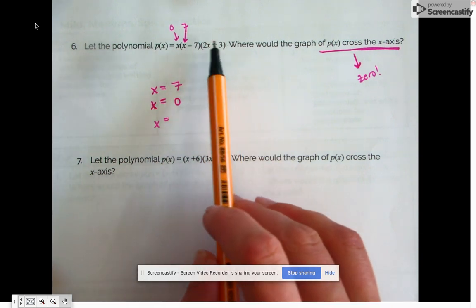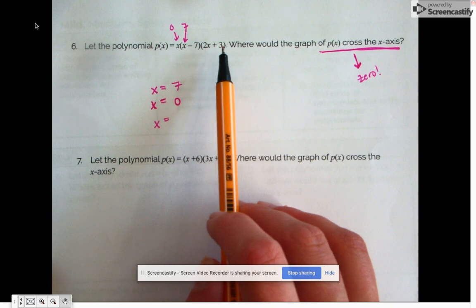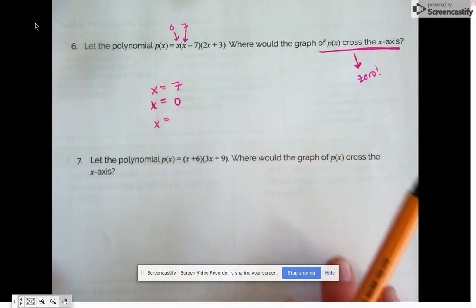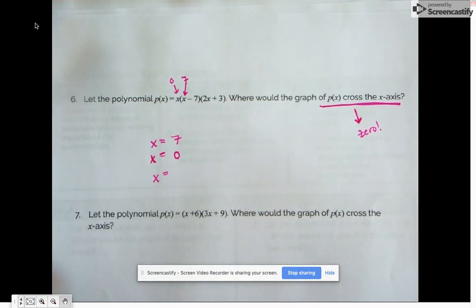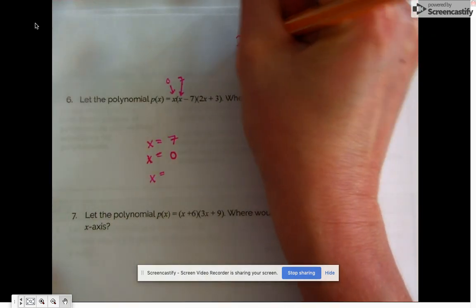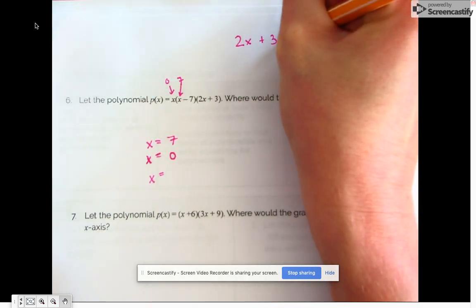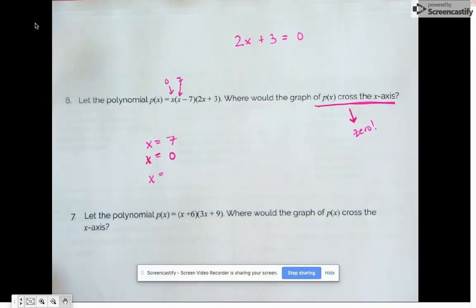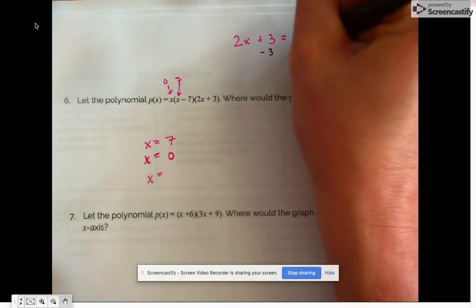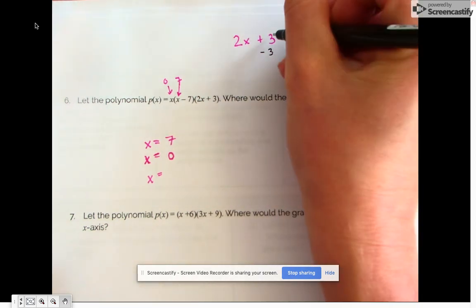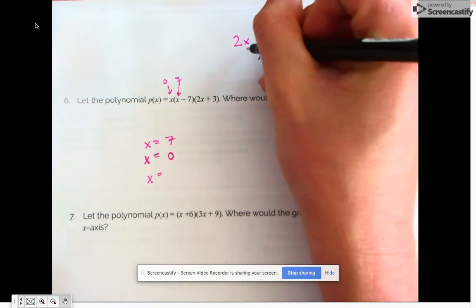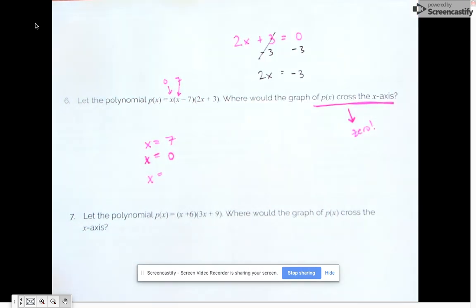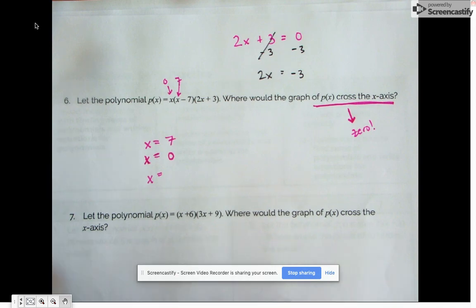This last one's a little bit trickier because I have a 2x plus 3. So when I have a 2x plus 3, I have to set it equal to 0 and then solve for x to figure out what I could plug in to make it equal to 0. So I have 2x plus 3. I'm going to set it equal to 0, and then now I'm going to solve for x. So I'm going to go ahead, subtract 3 from both sides to try to isolate x. That cancels out. 0 minus 3 is going to be negative 3. And then I'm just left with 2x over here. So I have 2x equals negative 3.